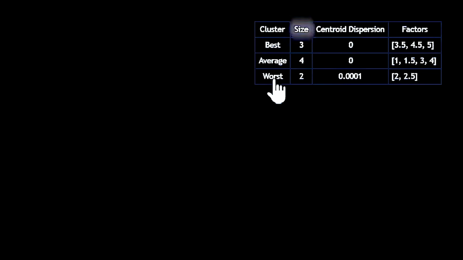There are a few columns to keep an eye on. Size tells you how many super trends are in a cluster. Bigger sizes usually mean more reliable signals. Centroid dispersion shows how spread out the values are within a cluster. Lower dispersion means that they're more tidily grouped, which usually means more consistency. Then there's the factor column, which shows the average super trend factor used. Higher factors give you looser stops, while lower ones make for tighter stops.